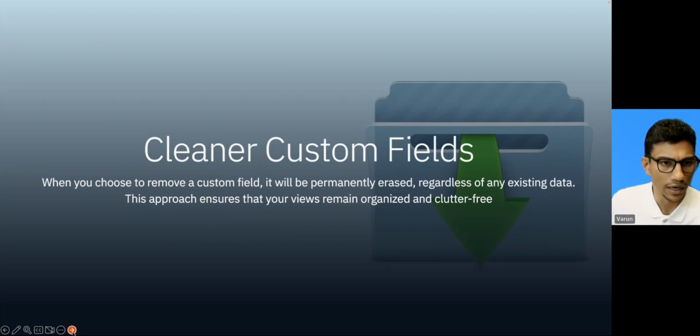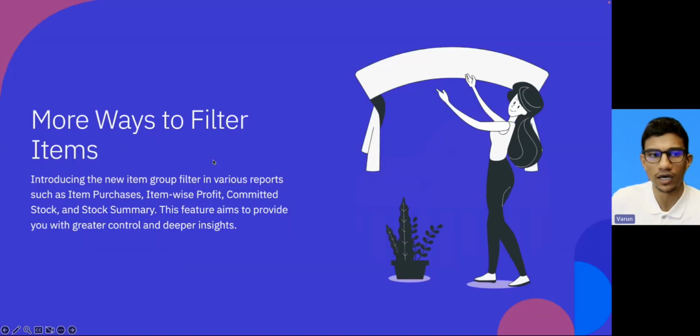All right, next one. More ways to filter items. Introducing the new item group filter in various reports, such as item purchase, item wise profit, committed stock, and stock summary. I'll be showing you all these reports one by one so you can get a better clarity on things.